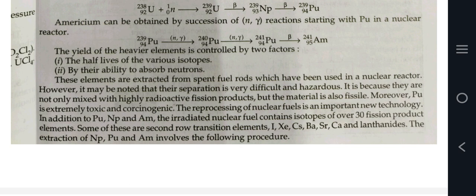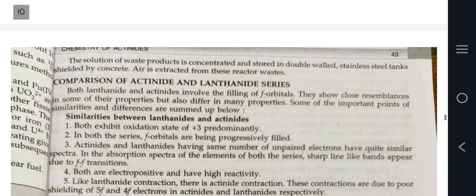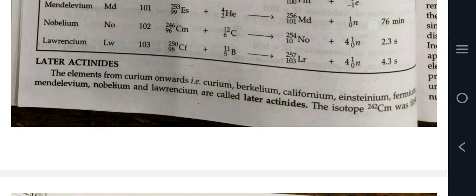Some of these are second transition elements, I, Xe, cesium, Ba, Sr, Ca, and lanthanides. The extraction of neptunium, plutonium, and americium involves the following procedure. The solution of waste product and concentration of these is stored in double walled stainless steel tanks sealed by concentrated air. It is extracted from the reactor's waste.